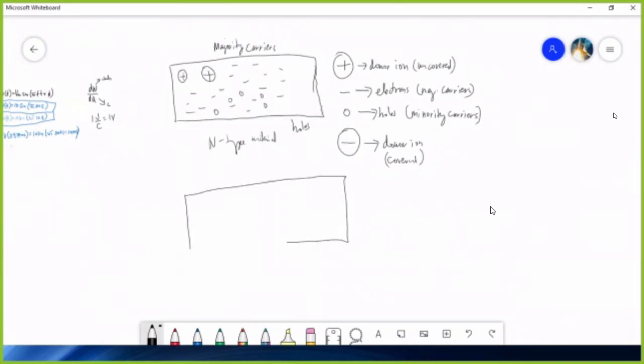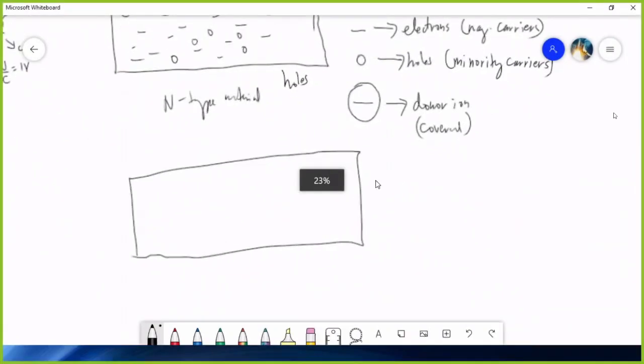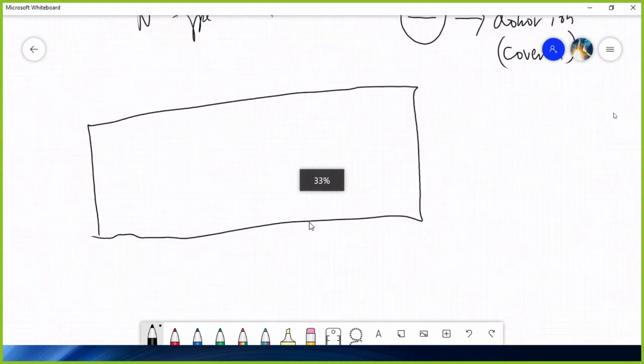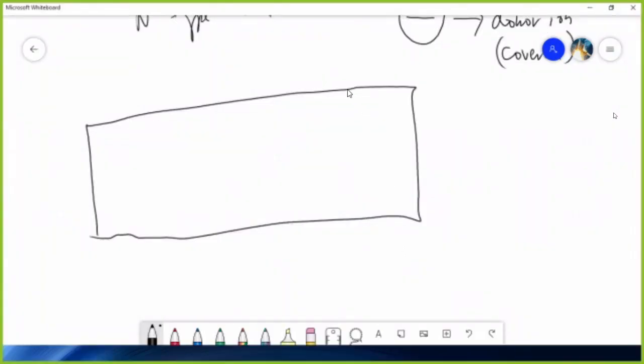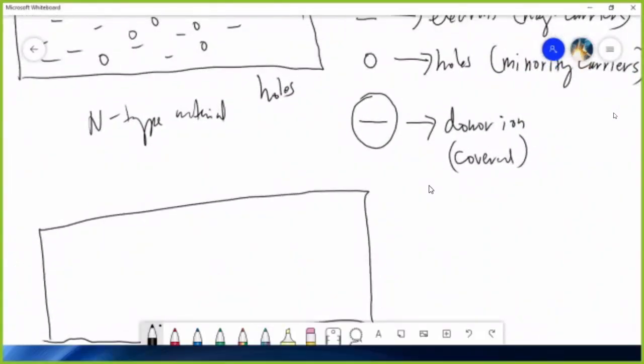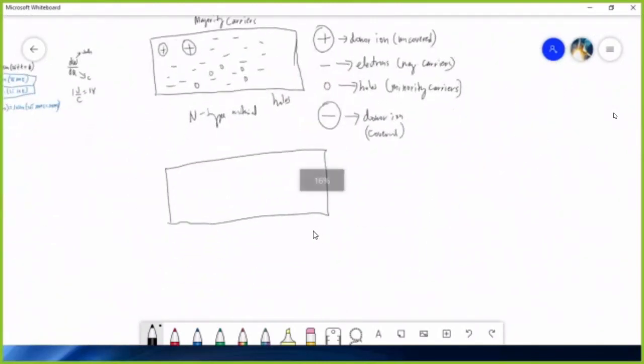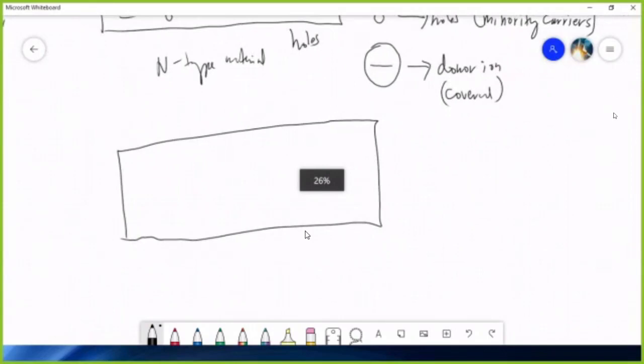So sa P-type material, the same symbols will be used aside from this one, no? So huwag kayong malilito kasi ito magkakabaliktad na dito. Magkakabaliktad na siya sa P-type. So zoom in, yan. So this is for P-type semiconductor material. So unahin muna natin yung mga carriers para hindi tayo malito.